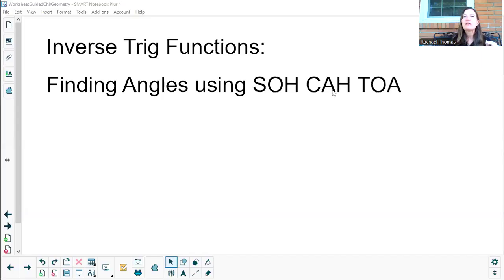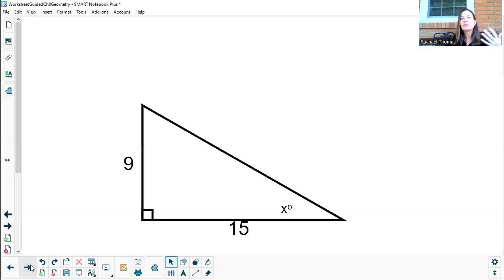Today we'll be looking at inverse trig functions, which would be like using SOH to find an angle instead of to find a missing side of your right triangle. So this would be a classic kind of problem with an inverse trig situation. We're going to treat this just like we would treat a SOH situation. Even though I don't have a number for the angle, there is an angle that's identified.